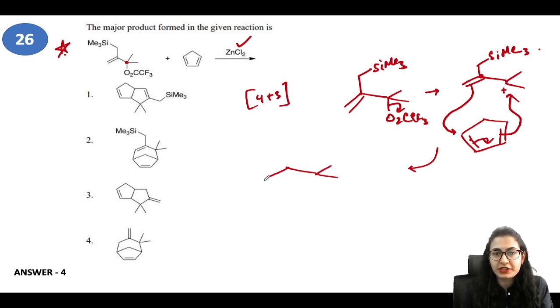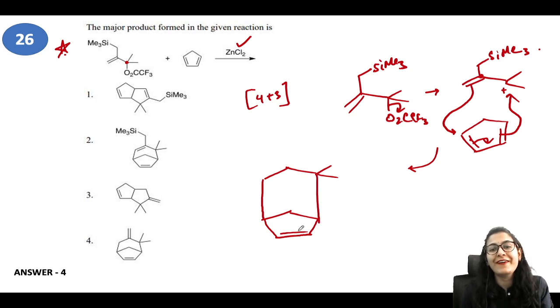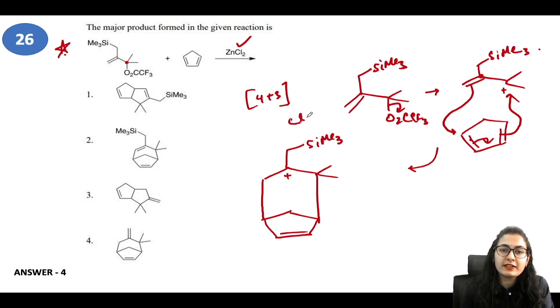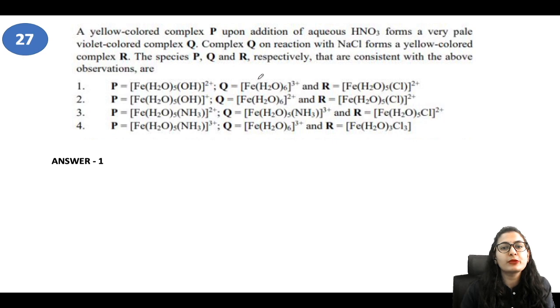It is not a strange reaction. It has been discussed in the Clayden, in Caruthers, in both of the books it is present. All right, the bonds are too long. Okay, but yes, you will have a positive charge over here. And now, because the chloride is present, it is going to attack and eliminate the silicon, which is going to give you a double bond over here. So this is your correct answer, option number 4. It's a 4 plus 3 cycloaddition, very important example, directly from the books.